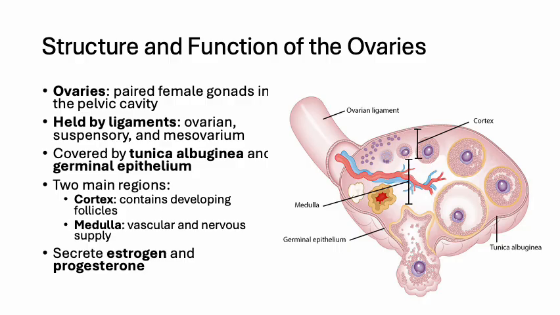Internally, the ovary is divided into a cortex and medulla. The cortex is where oocyte-containing follicles are located at various stages of development. The medulla contains blood vessels, lymphatics, and nerves that support ovarian function. Hormones secreted by the ovaries, mainly estrogen and progesterone, are essential for regulating the menstrual cycle and preparing the uterus for potential pregnancy.